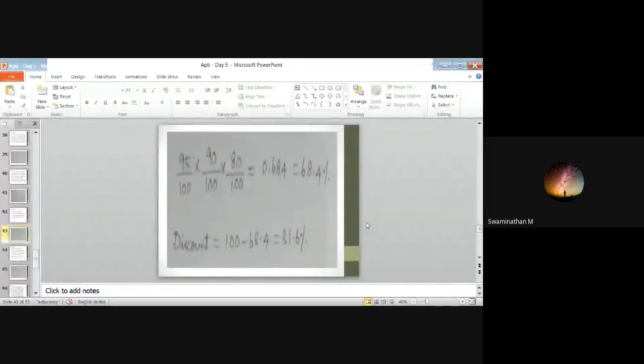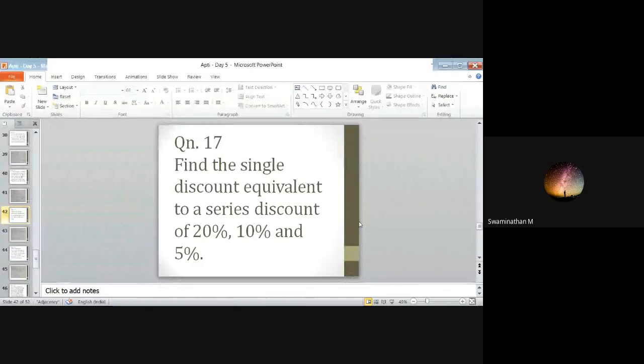So 95 by 100 into 90 by 100 into 80 by 100, you will get 68.4%. This is again not the total discount. This is the price for which it is sold after all discounts. It is reduced to 68.4%. So overall 31.6% discount has been given. Understood?